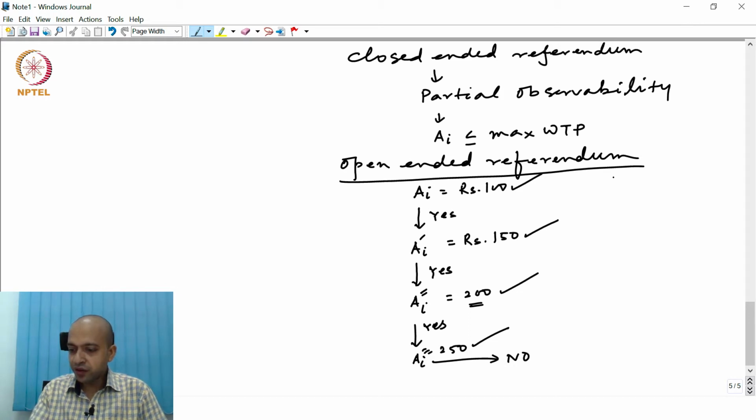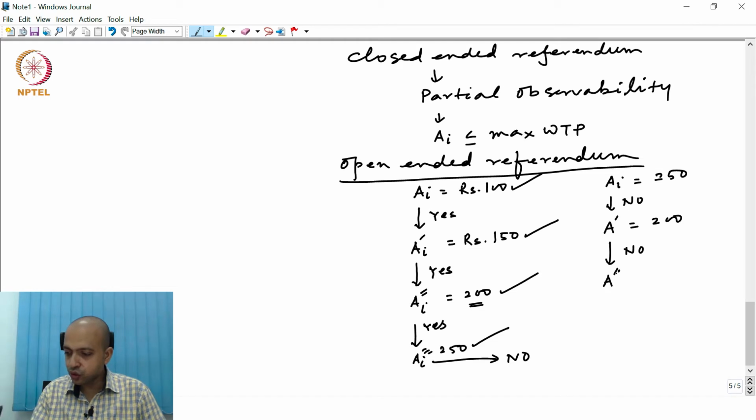Similarly, let's say I start with a specific value, say 250, and the individual says no. So in the next stage I will reduce the value to 200. The individual still says no. Then I will reduce the value to 150. The individual still says no.